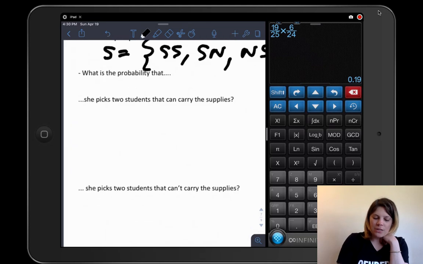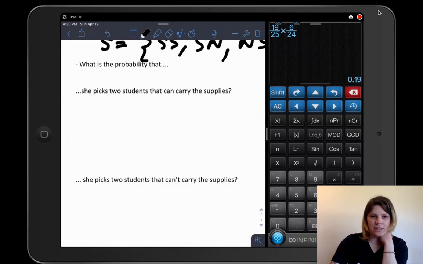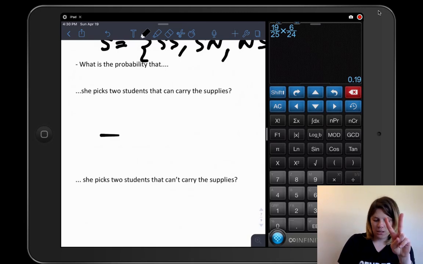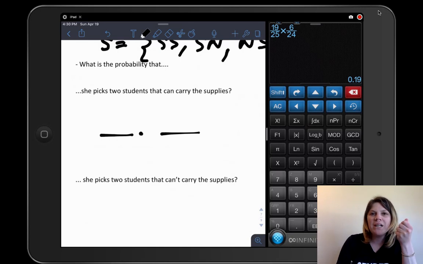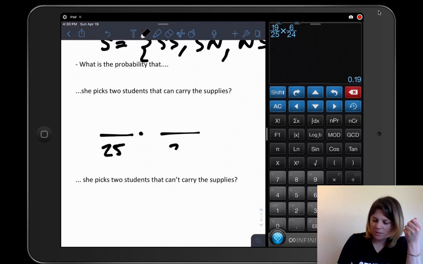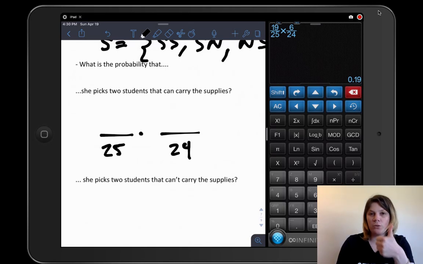Okay, so let's take a look at the questions. She picks 2 students that can carry the supplies. So immediately 2 fractions, right? And then immediately, I know my total is 25, and so I'm just gonna set up my denominators like that. Really, really good strategy: just set up your denominators right away if it's dependent.